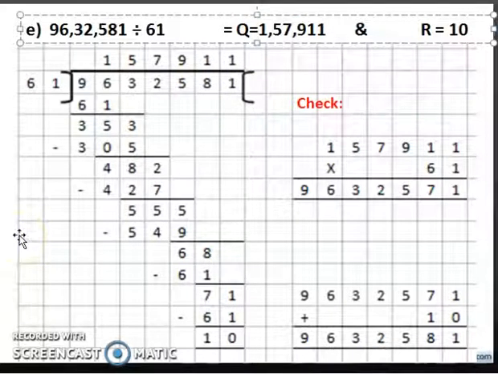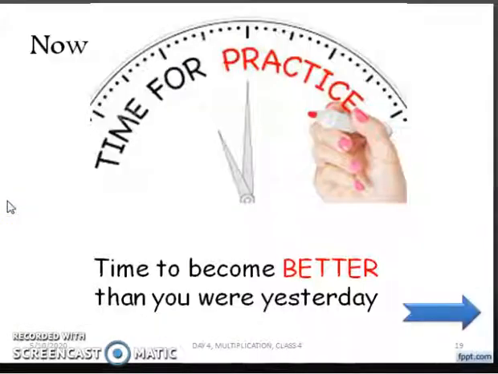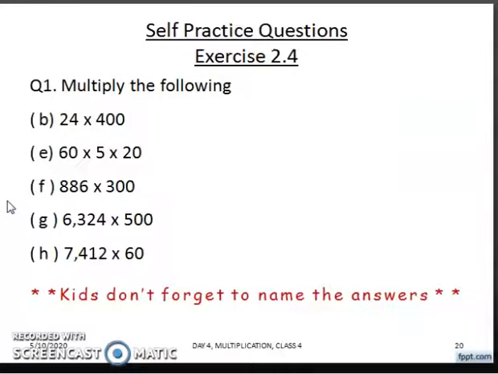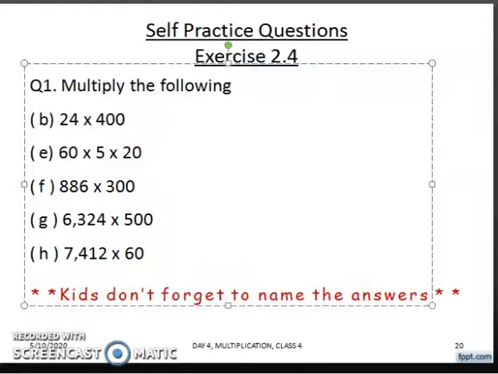Next. Now we have finished these 2 questions. Few parts I have done for you. Now time for practice. Time for practice means your self-attempt questions. So self-practice questions for exercise 2.4. I will give you a quick reminder. Okay, maybe I show you one more for your help.